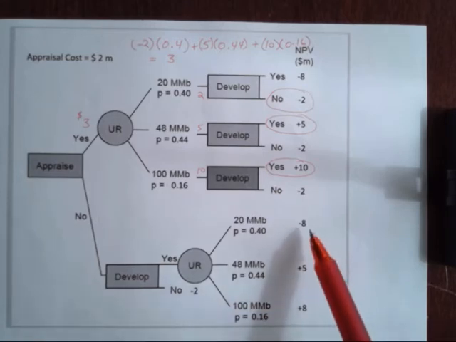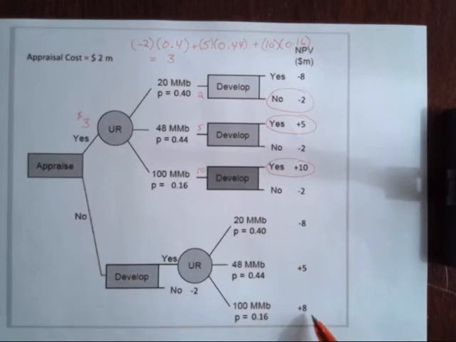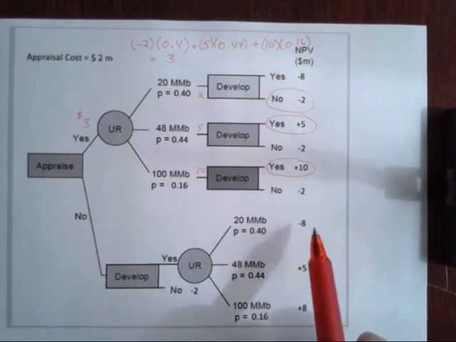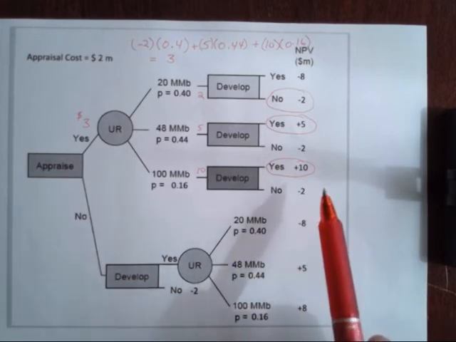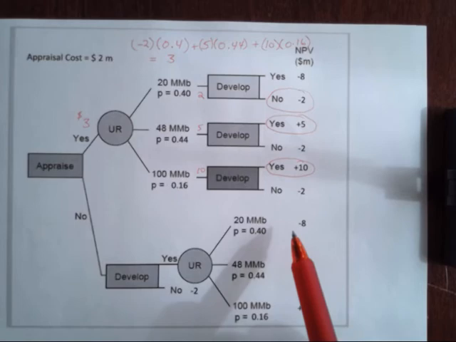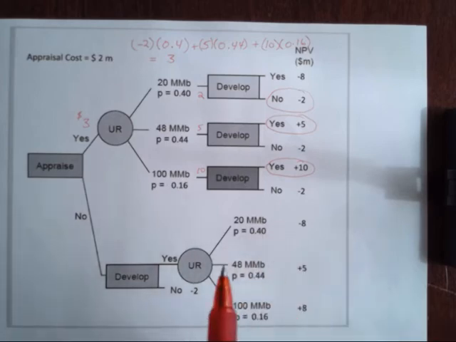So we have -8, +5, and +8 in this case. So we'll do the exact same math in this case. The only difference here is we don't have a choice, yes or no. So we'll take the -8 and multiply it by the 0.4. So I'll just put it right here.